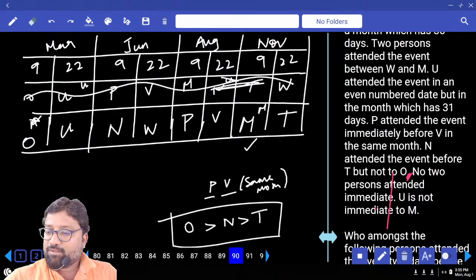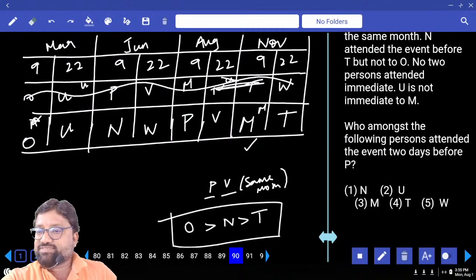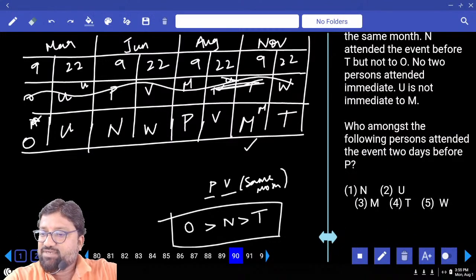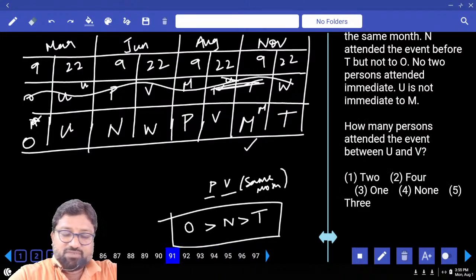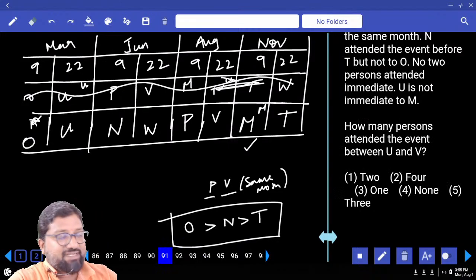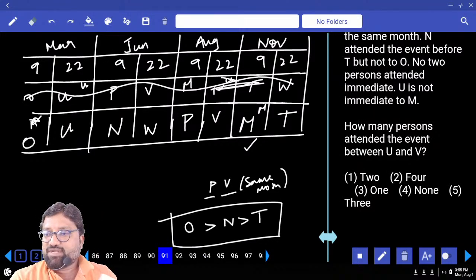So, who amongst the following persons attended the event 2 days before P? 2 days before P is who? N. 2 days before means you should stop exactly at the second day. How many persons attend the event between U and V? How many between U and V? 3 people.